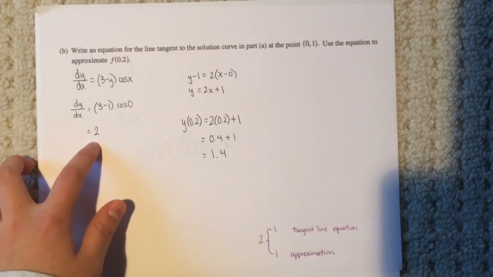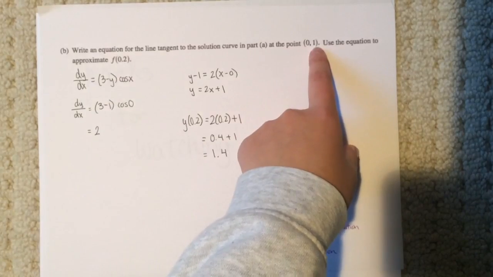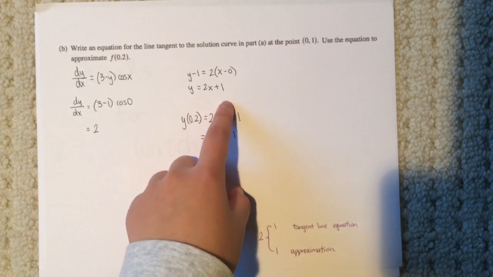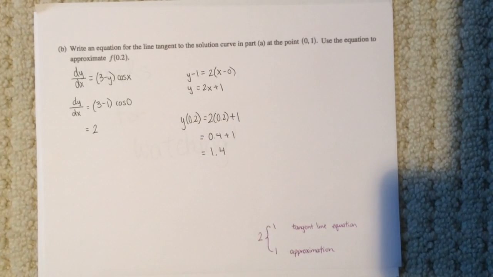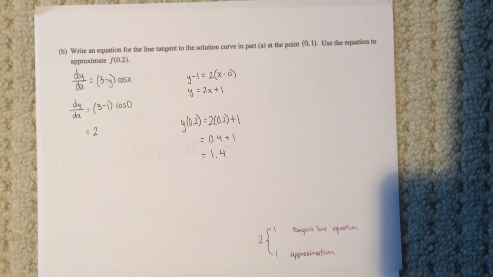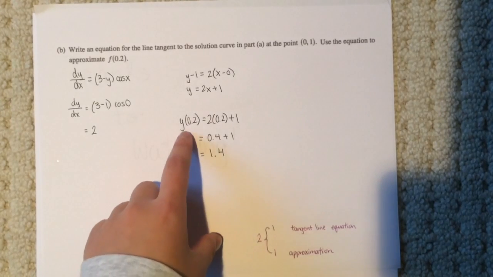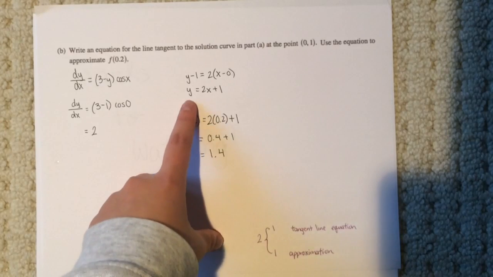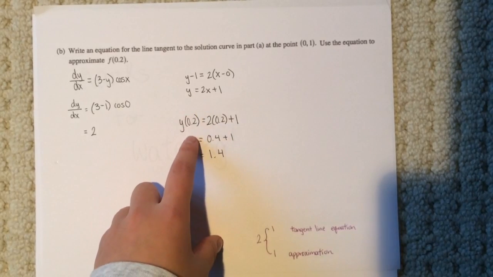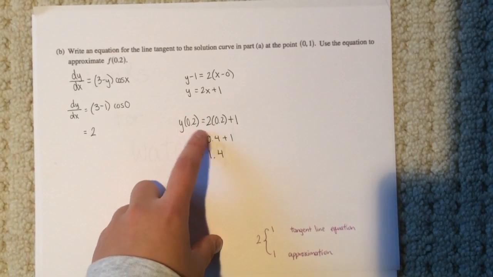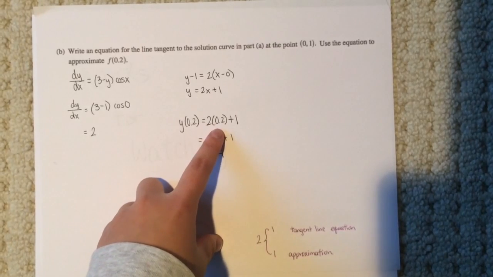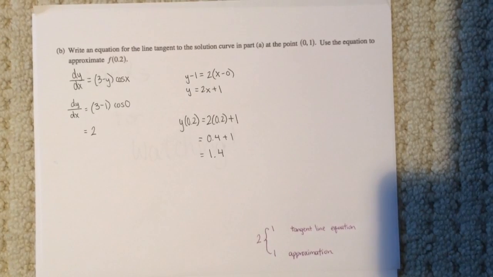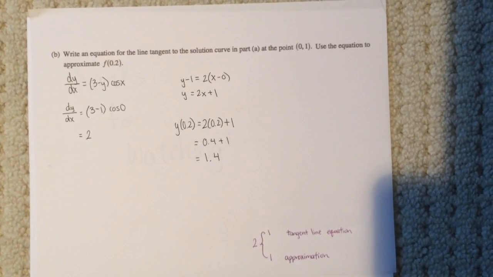We take the slope that we just solved for and use the point that we have and plug it into point slope form, which gives us the equation y equals 2x plus 1. Now this is the equation for the tangent line of the graph at the point (0, 1). So to approximate f of 0.2, we just plug 0.2 into the tangent line equation. So we have y of 0.2 is equivalent to 2 times 0.2 plus 1, which is equivalent to 1.4. The approximate y value at x equals 0.2 is 1.4.